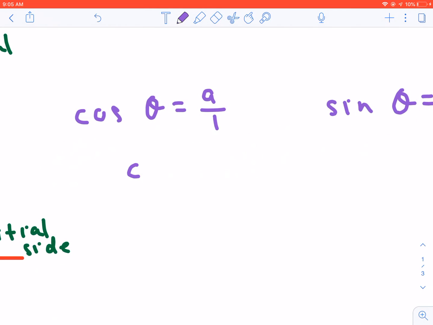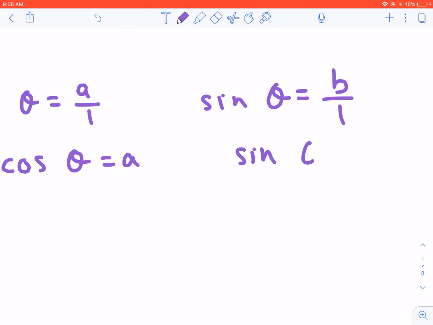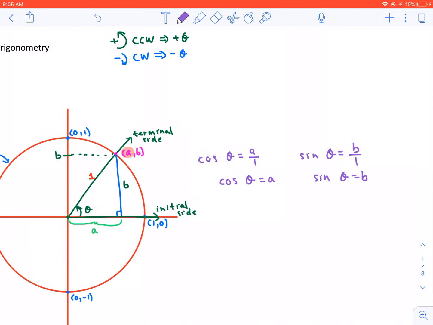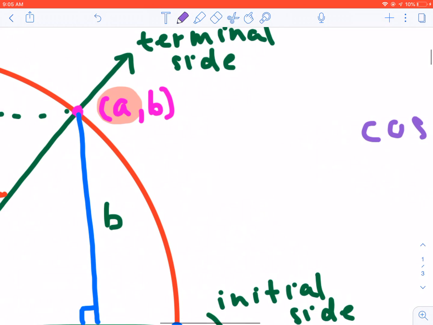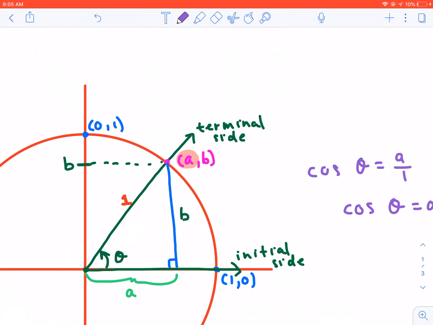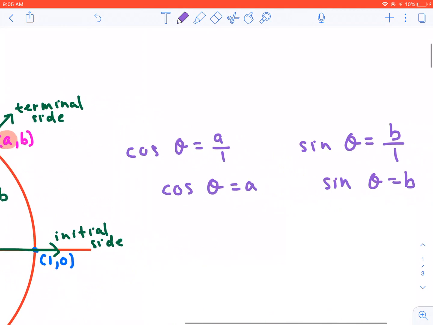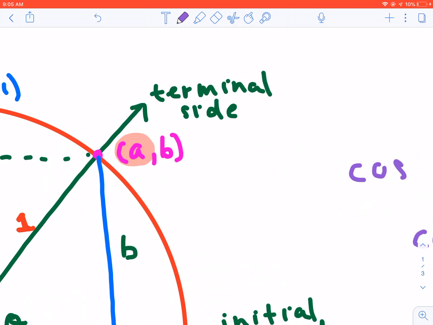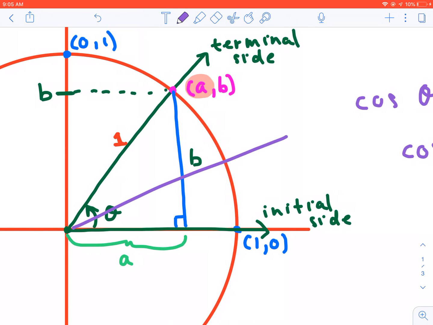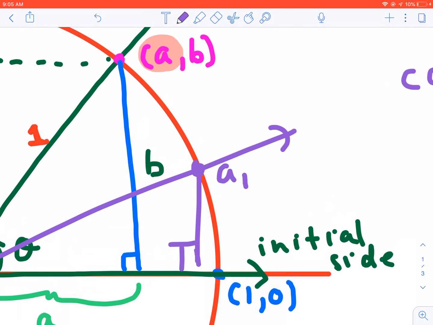Right, we're dividing by 1, so of course cosine theta is just equal to a, and sine of theta is just equal to b. Alright, so how is this helpful? Well, if you notice, cosine theta is equal to just the x-coordinate of where our terminal side intersects the unit circle. And sine of theta is equal to the y-coordinate, just the value of b. And this would be true for any angle I drew, right? Because if I made that my right triangle and call that a comma b, the same exact scenario would happen. This would work for any angle theta.